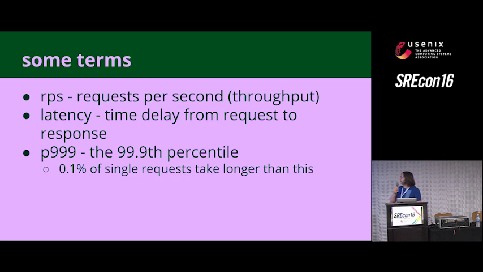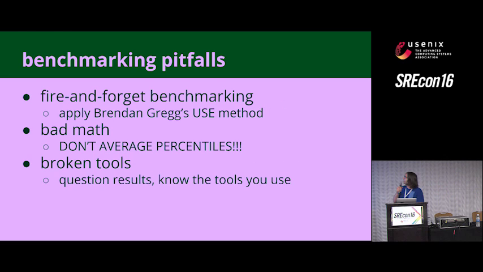So you'll see notation like P99.9, which is the 99.9th percentile. This means that 0.1% of requests are slower than this. Again, that's single requests. If you have fan out, you might actually hit this more often.